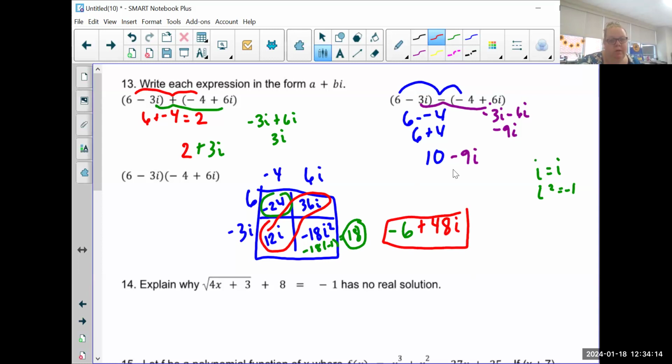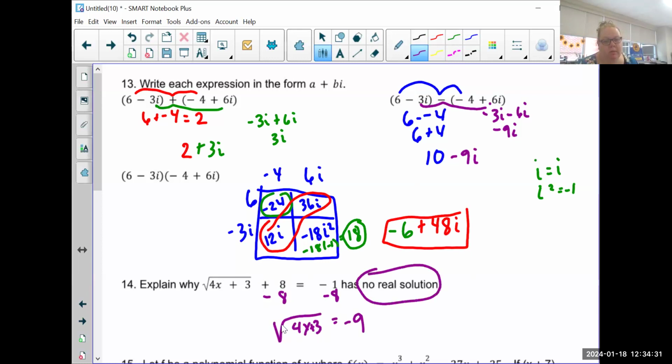All right, number 14 is very similar to number 12 that we just did, because the only thing is that we need to move this 8 first before we can square the side. So I'm going to move 8 over here, and it's the square root of 4x plus 3 equals -9, and it says, why does it have no real solution? And that's because the square root can't equal a negative number without using imaginary numbers. So a square root can't equal a negative real number. It's imaginary.